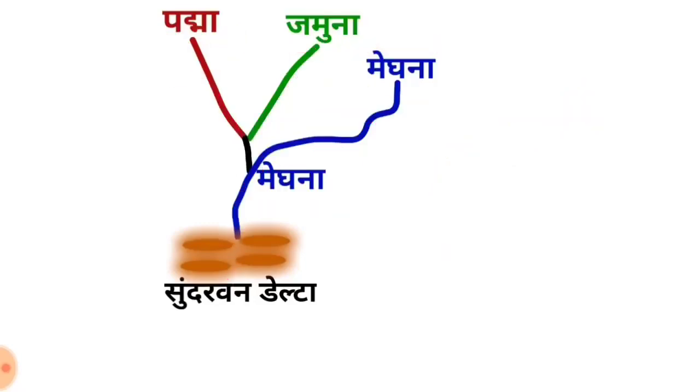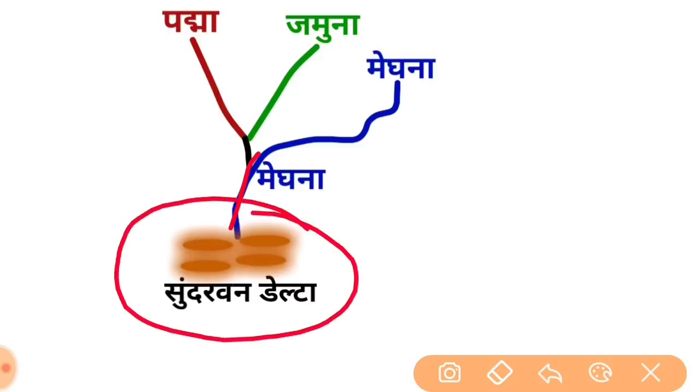And what is the question asked in the exam? This question is asked in the exam: when the confluence of these two rivers, Ganga and Yamuna, takes place in Bangladesh, what is it called? So it is called Meghna River. Remember, this same Meghna River then merges with the sea and forms the world's largest delta, Sundarban Delta, in the sea.